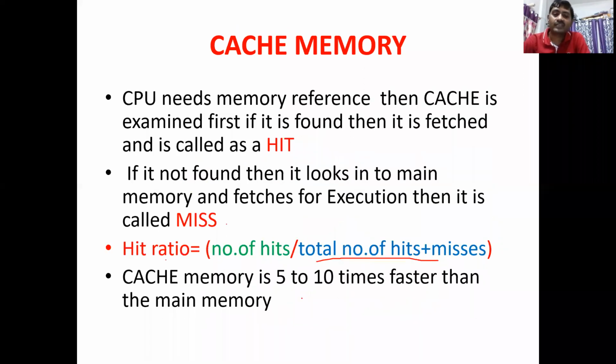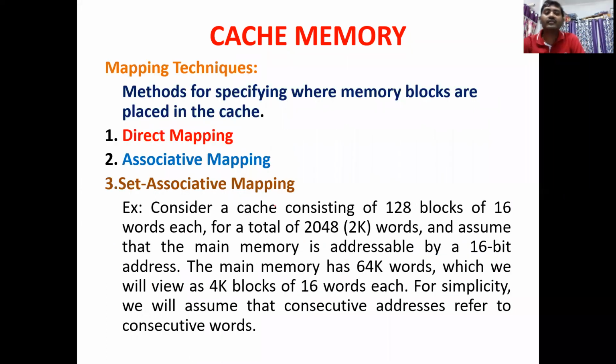Right? So cache memory is generally a fast accessible memory when compared with the main memory, that is 5 to 10 times faster than your main memory. So here there are three types of mapping methods in this cache memory. One is direct, the other one is associative, and the other one is set associative. For this, we are considering an example of a memory organization in this way.